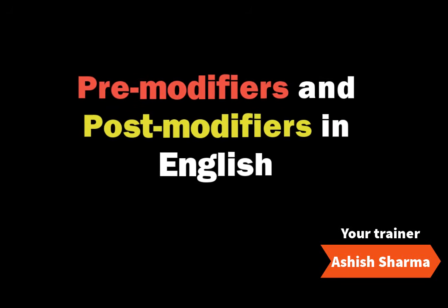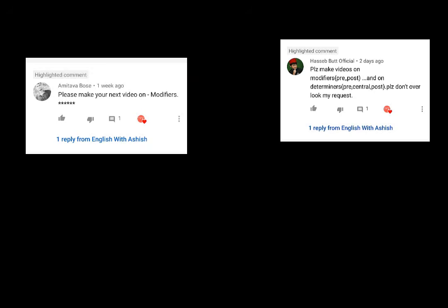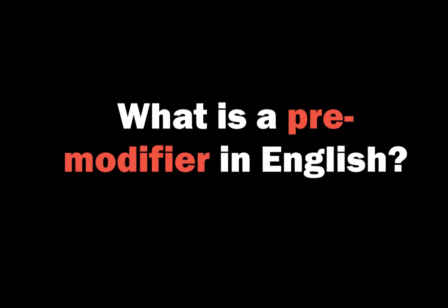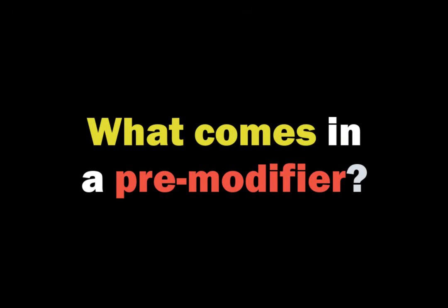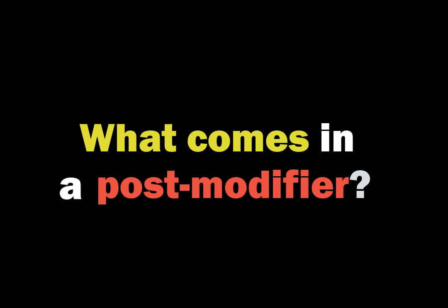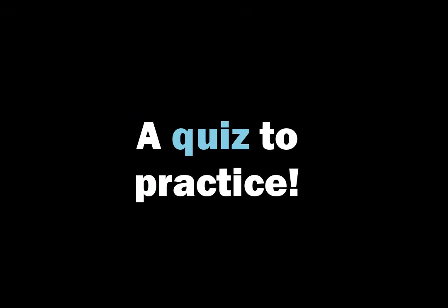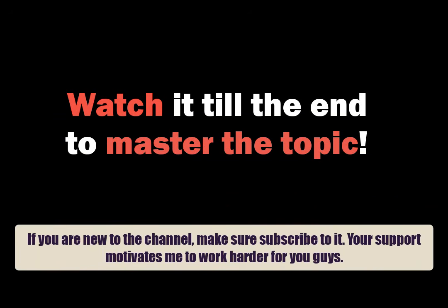And guys, today we are going to talk about pre and post modifiers in English. As some of you guys have been requesting me for this lesson, here I am making this lesson just for you. So, in this lesson today, we are going to learn what is a pre-modifier, what is a post-modifier, what comes in a pre-modifier, what comes in a post-modifier, how do we use them, how do we place them, and we are also going to have a quiz at the end of the lesson. So this is going to be a very interesting lesson. Make sure you watch it till the end. We can love this one.